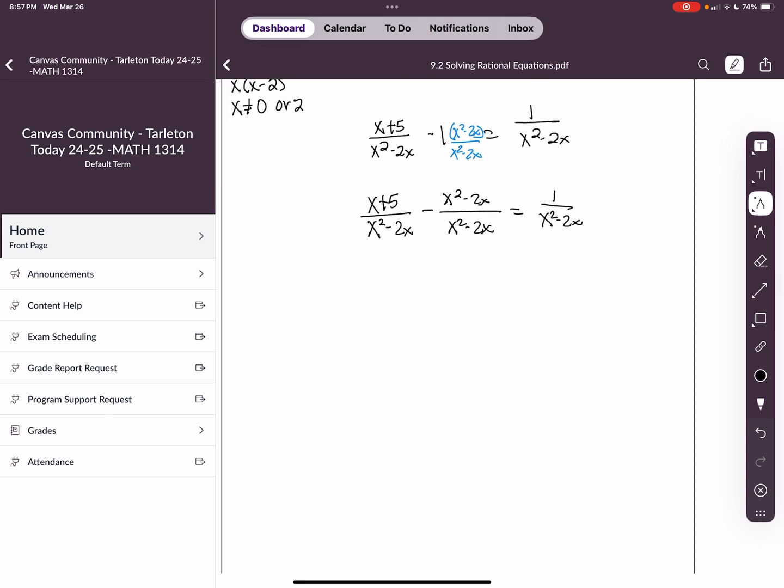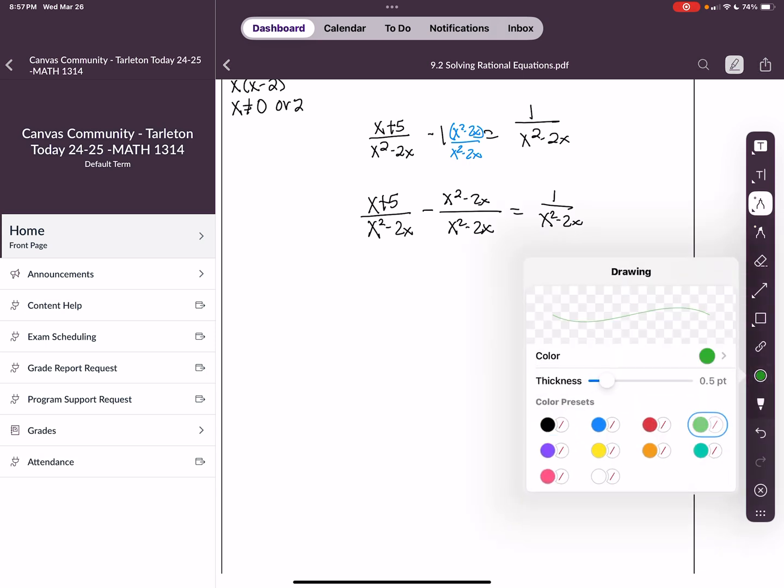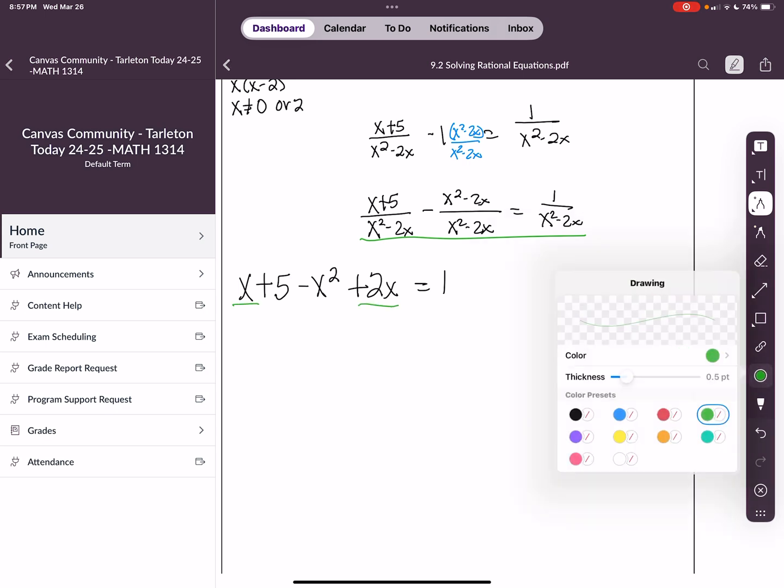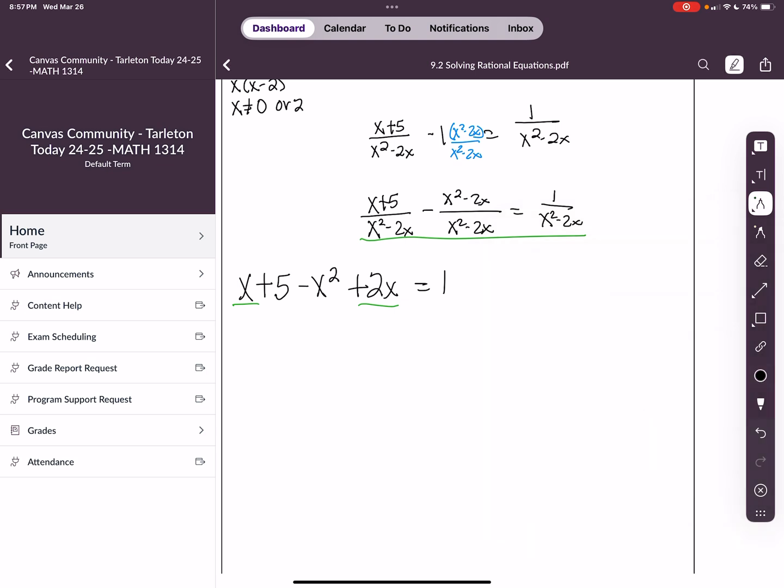However, once you get to this point, remember that because all 3 of our denominators are the same, we now get to just completely ignore our denominators. So we have x plus 5 minus x squared. Now minus a negative 2x is going to be a plus 2x, and it equals 1. Okay, so just combining like terms, I really only have 1 right now that I'm going to combine. So I have negative x squared. x plus 2x is going to give me 3x. And then I have plus 5 equals 1.